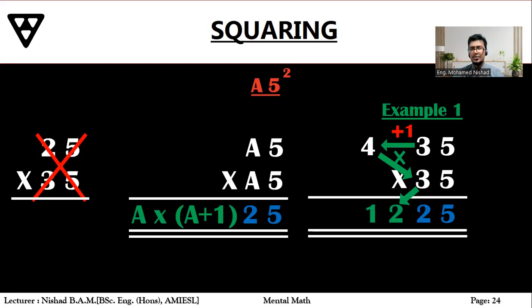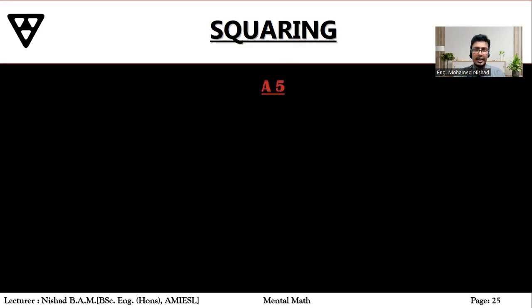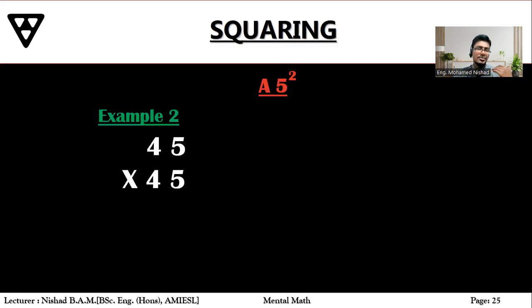Very simple. If I provide you another example, it will be very easy for you to understand again. What is 45 times 45? Always 25 will come over here. And we have to fix that 4, the first digit. And then we have to add 1 to that digit. So then it will be 5. And then we have to multiply those two numbers. 5 times 4, it will be 20. So the answer is 2025. It's very simple.